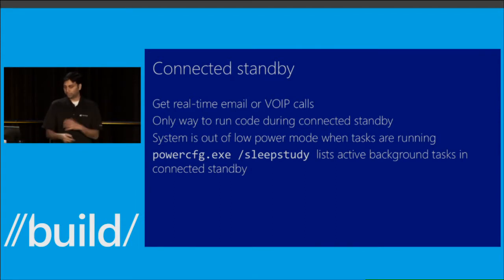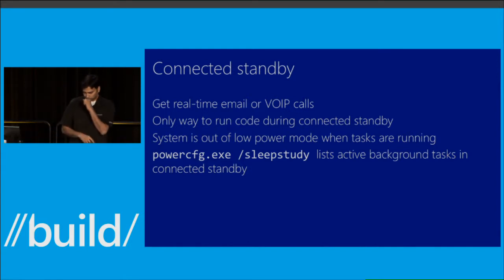Usually when a system is in connected standby, the CPU is in low power mode and the network is in low power mode. We call it network quiet mode. And if we know that a background task is using network, we bring the network out of low power mode. This is a power optimization that we do because we don't want to bring the network out of quiet mode if you're not using the network. Otherwise, you're just burning power unnecessarily.